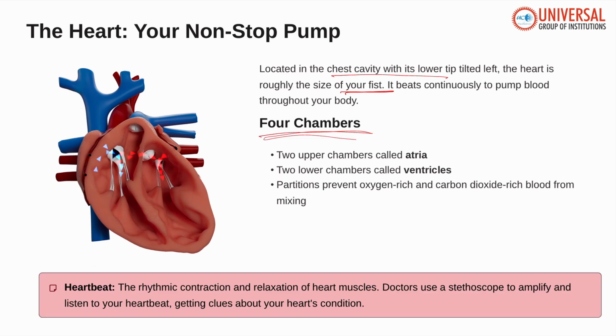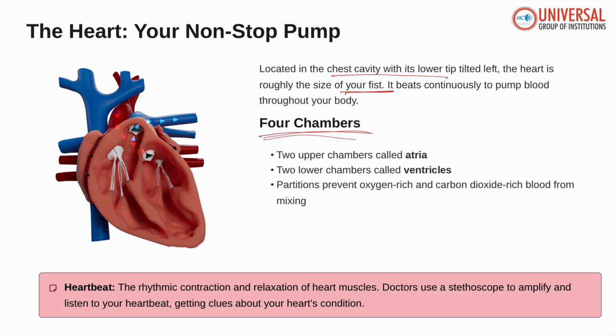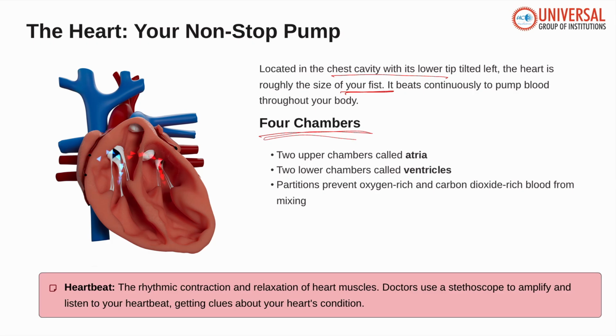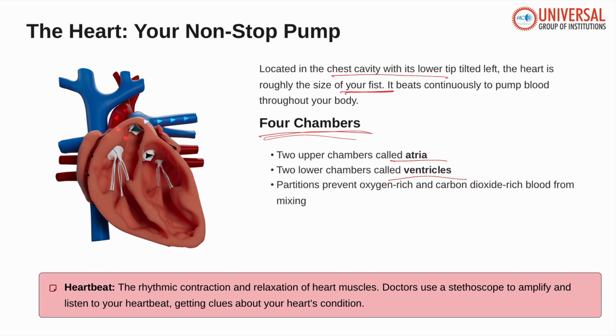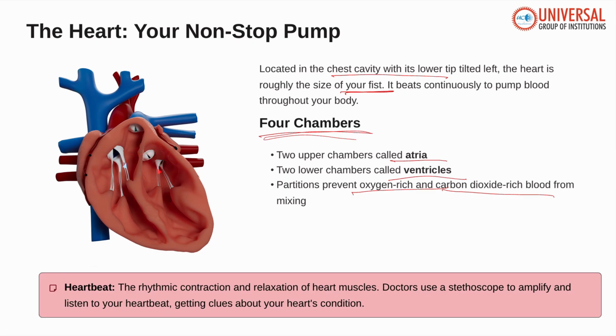What are they? They are the right atrium, right ventricle, left atrium and the left ventricle. The two upper chambers are called atria and the two lower chambers are called the ventricles. There is a separation to ensure that oxygenated and deoxygenated blood will never be mixed. Okay. So the partition is present. This partition makes sure that oxygen rich blood and the carbon dioxide rich blood will never mix.